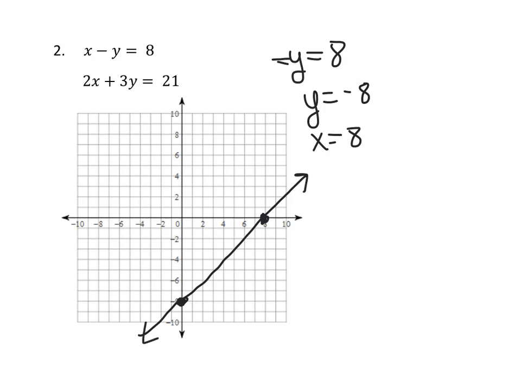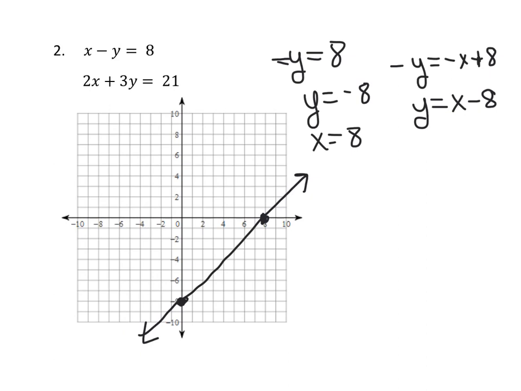The other way is to go ahead and put it in slope-intercept form, which would give me negative y equals negative x plus 8. And then divide everything by negative 1, and I get y equals x minus 8. So again, my y-intercept is at negative 8, which is right here. This is my negative 8. And then my slope is 1, so you can see that the graph has a slope of 1. So those are the two methods that you can use.